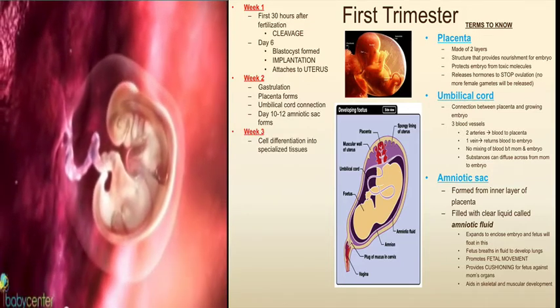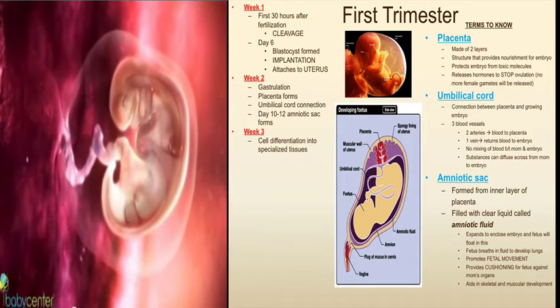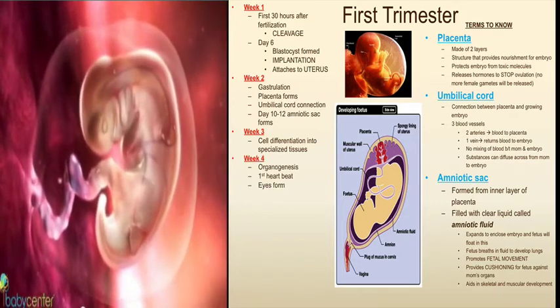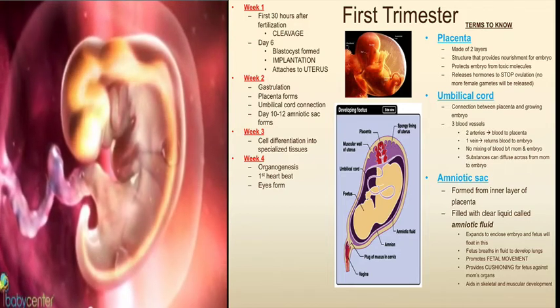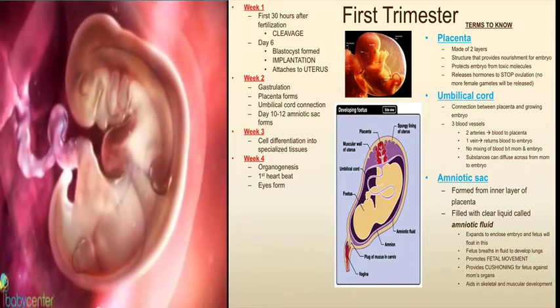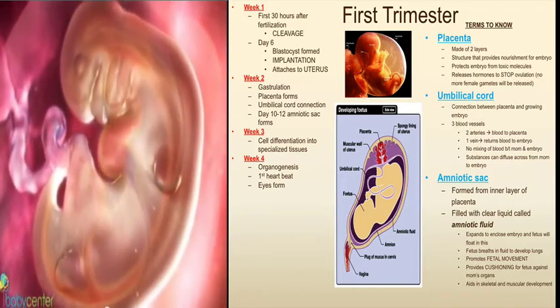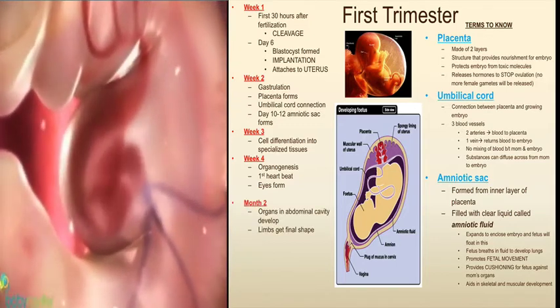During week 3, we have differentiation of our cells into specialized tissues. This is where they actually figure out what kind of tissues they're going to be, and then that's when we have our different germ layers. Week 4, we'll see organogenesis, which is where our organs begin to form. We'll also hear our first heartbeat. The eyes become developed, however, they are still closed. The eyelid is still down.